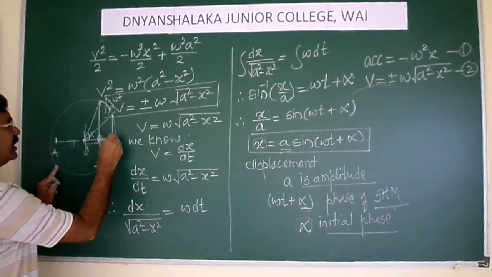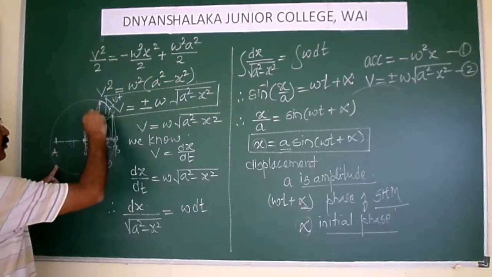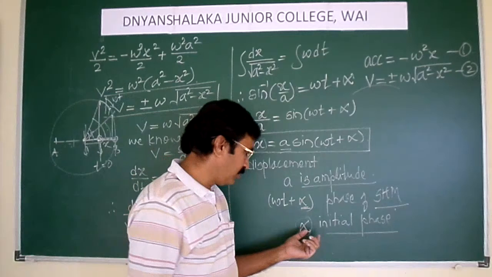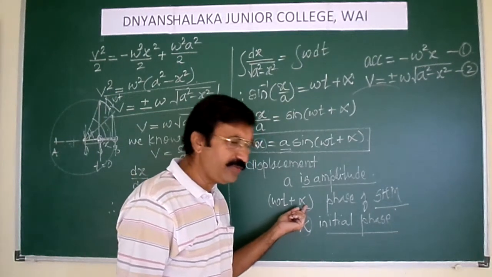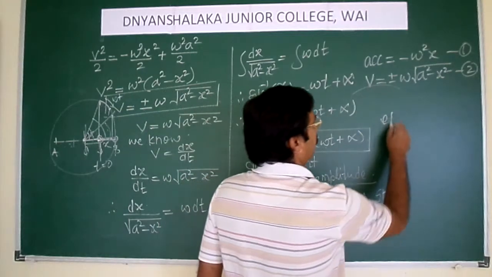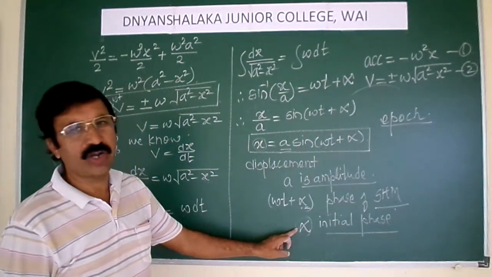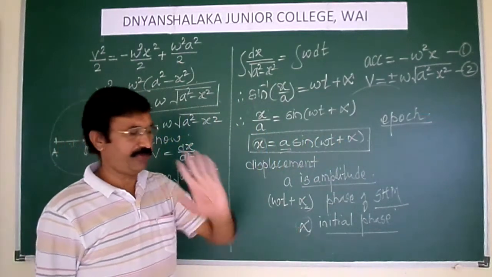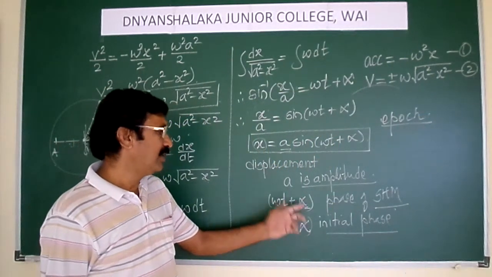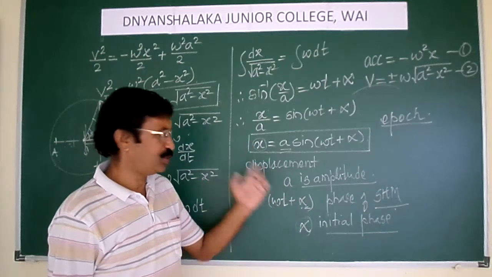So this will be x, this will be alpha, this will be omega t. So the angle will be omega t plus alpha. This is called the initial phase, or the epoch of SHM, or also the starting phase. Alpha is called the starting phase. Omega t plus alpha is called the phase of SHM.